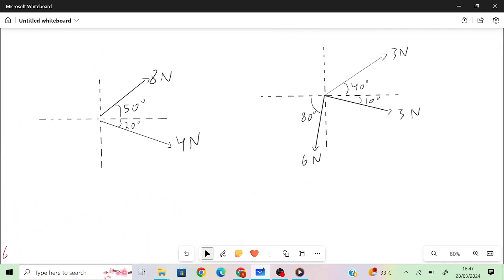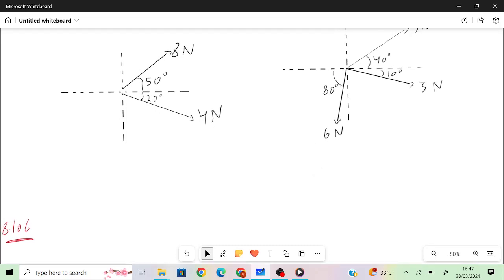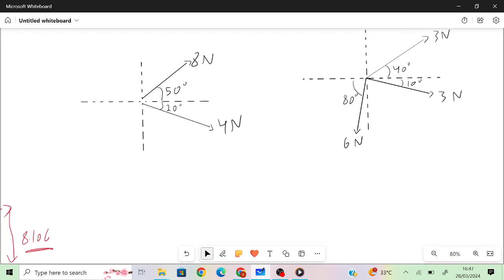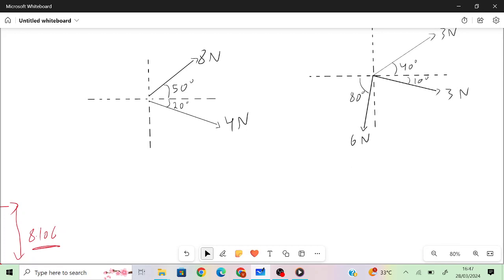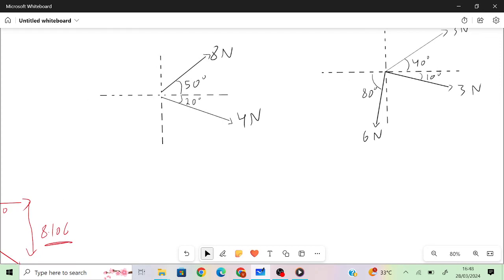Okay, let's take these two together, if possible. The one on the left is fairly simple. You have two of them acting on the right side mainly, so if I resolve to the horizontal first, I would have 4 cos 20. Because both of them are to the right, I can just add them because my right is positive. 4 cos 20 plus 8 cos 50. And if you go ahead and put that in your calculator, 4 cos 20 plus 8 cos 50, that gives 8.901 to 4 SF.